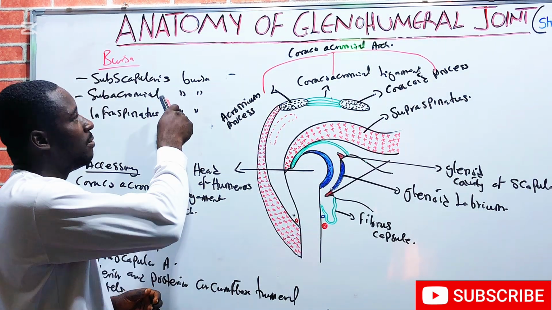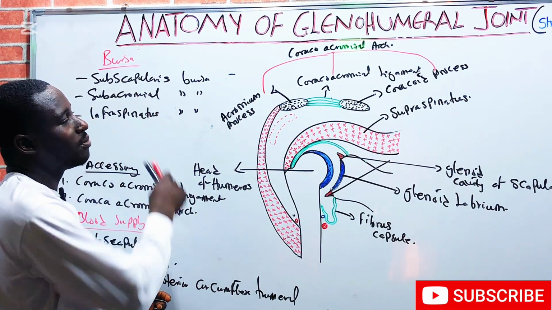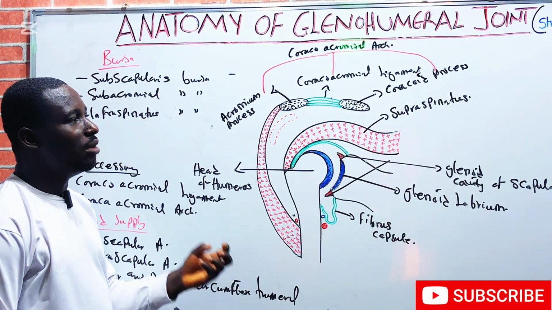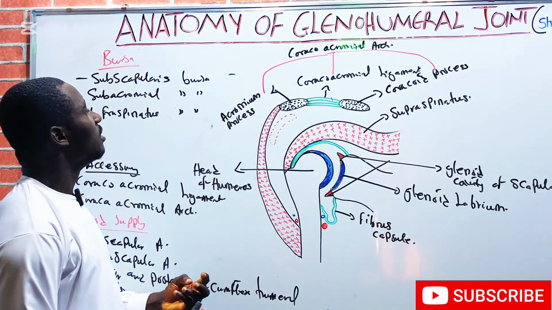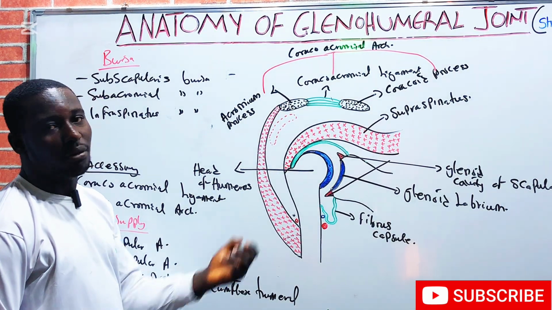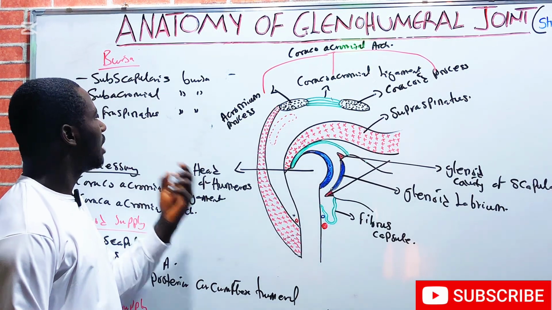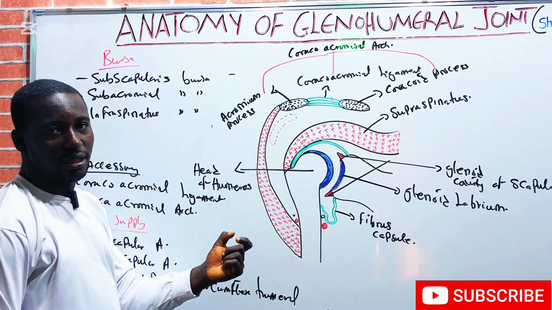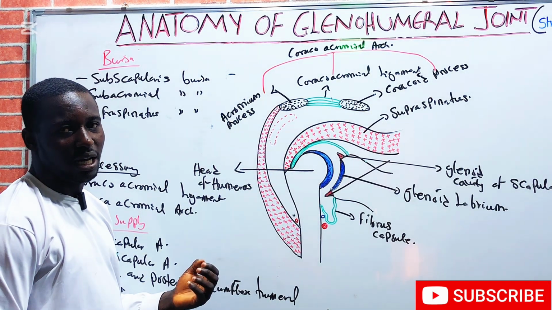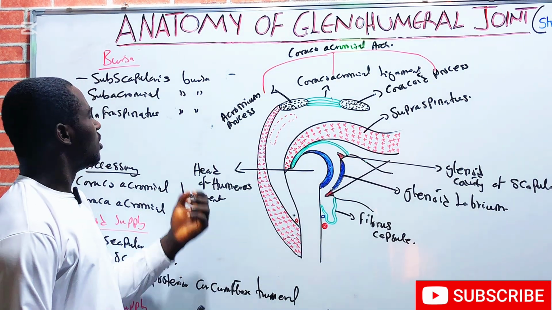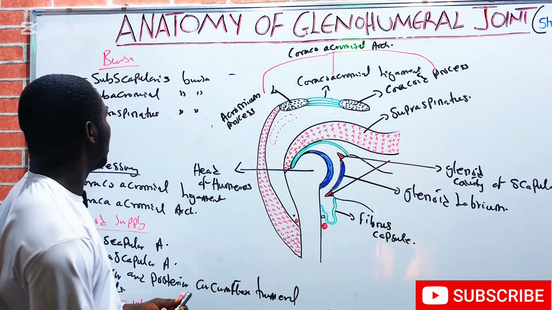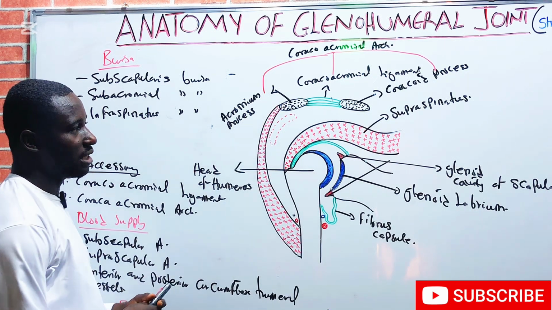So we have the subscapularis bursa. The subscapularis bursa forms a protective mechanism between the subscapularis tendon and the neck of the scapula, because it protects the tendon of the subscapularis against the friction on the neck of the scapula. So it is between the subscapularis tendon and the neck of the scapula. That is for subscapularis bursa.